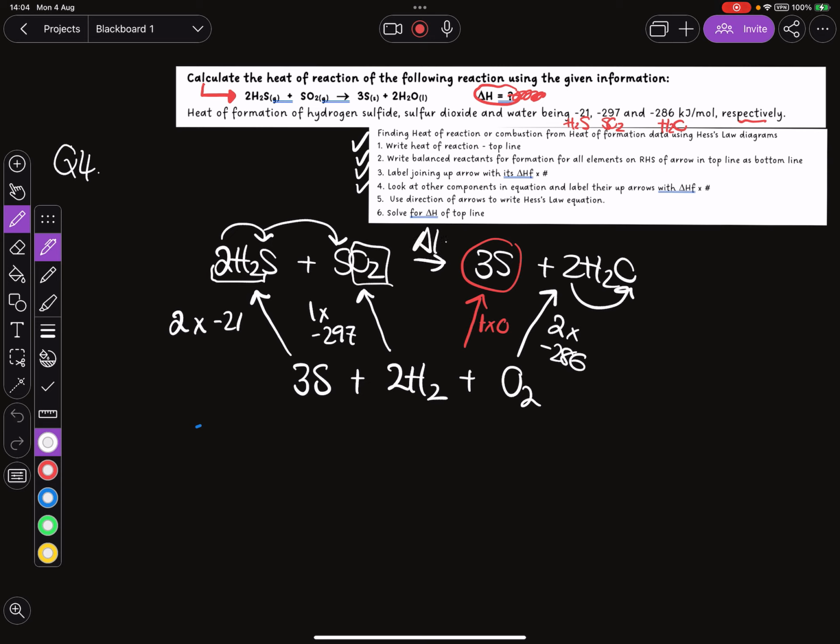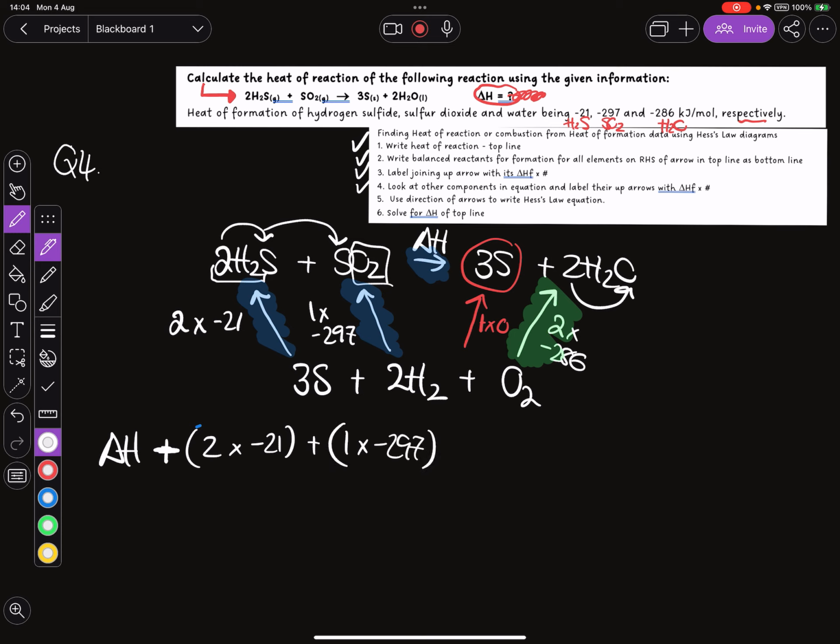So this up here is the delta H that we're looking for, and we want to find the arrows that are all going in the same direction as the delta H arrow. So if we look here, these arrows are all going in the same direction. So I'm going to have these 3 components on one side of my Hess's law equation, and this one other arrow is going to be on the other side of the equals line. So we say delta H plus 2 by minus 21 plus 1 by minus 297 is equal to 2 by minus 286.